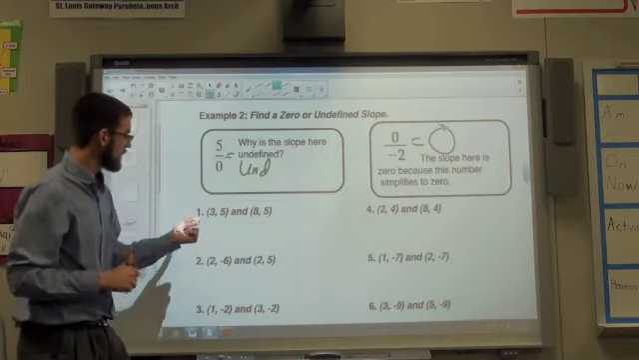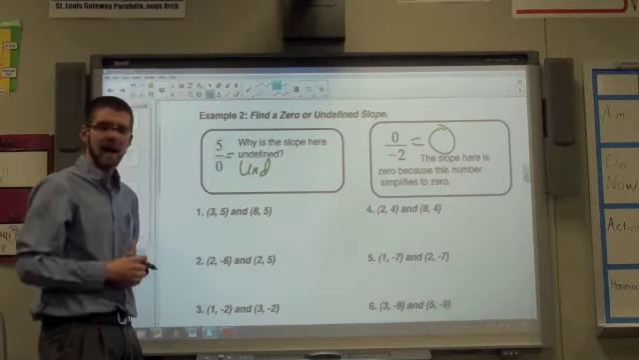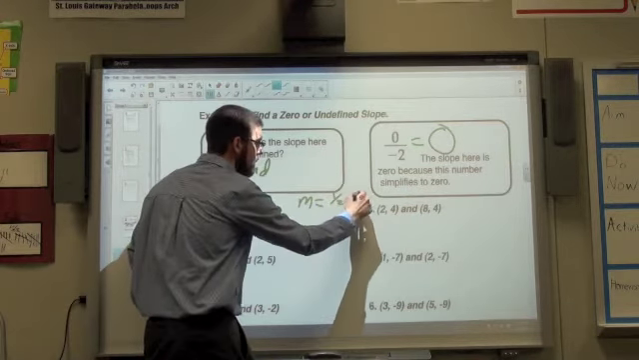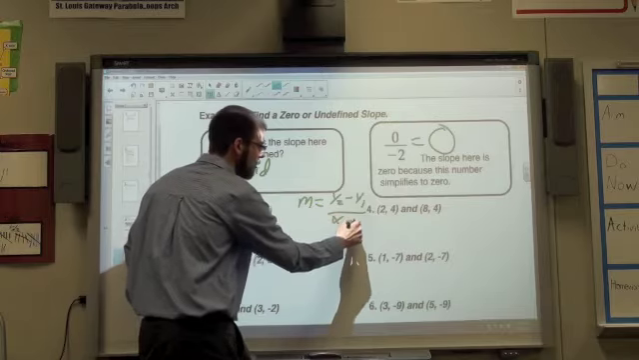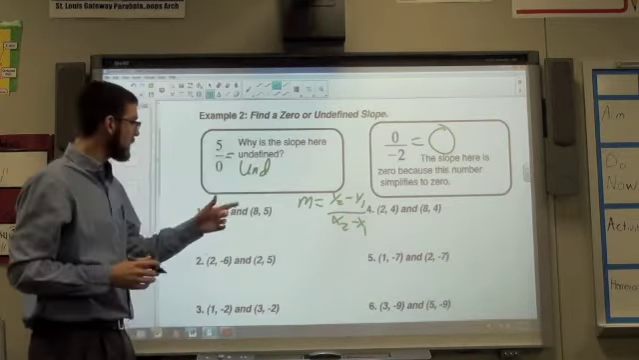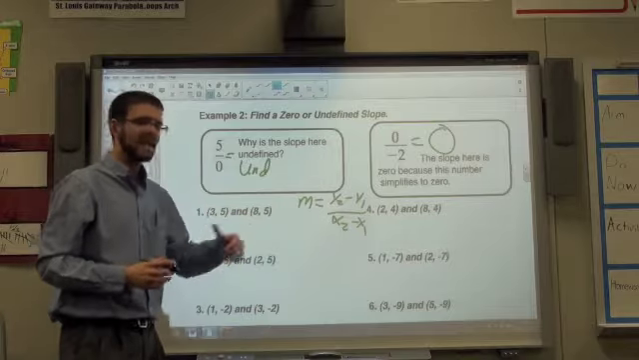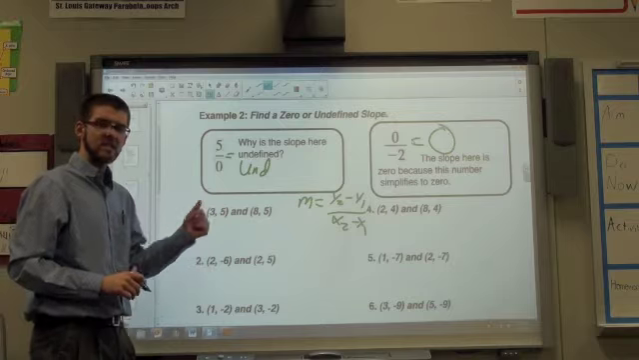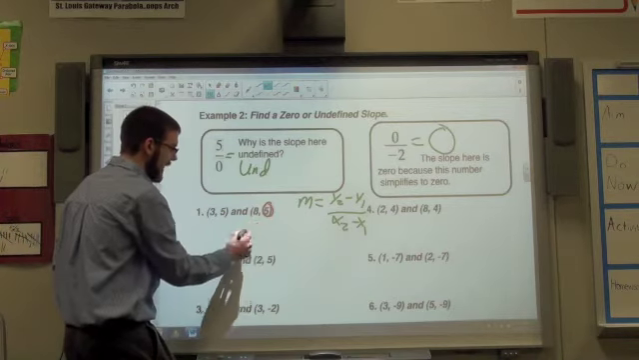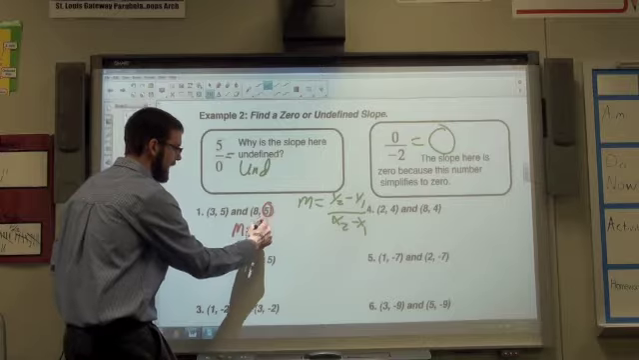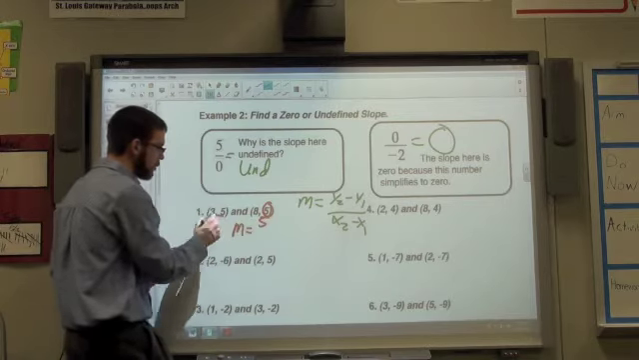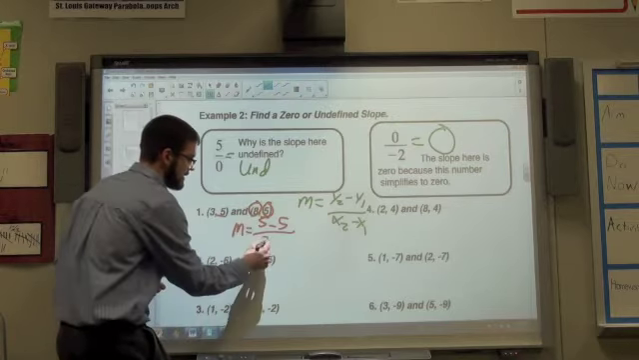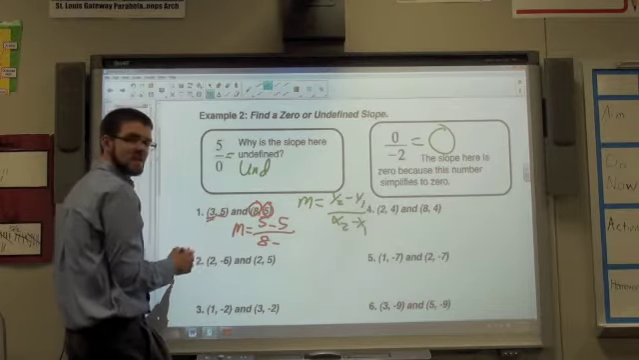For this first example, we're given the points (3, 5) and (8, 5). Again, we're going to use our equation for slope, which is m equals y2 minus y1 over x2 minus x1. Now we're going to plug in these points that we are given and solve for our slope. Change in y first. My y2 value is 5, so my slope is equal to 5 minus my y1 value, which is 5, divided by my x2 value, which is 8, minus my x1 value, which is 3.